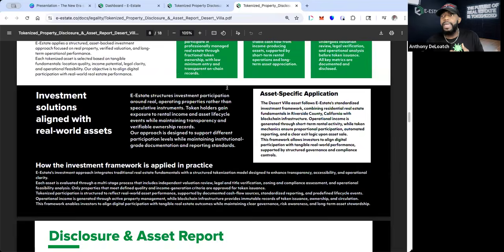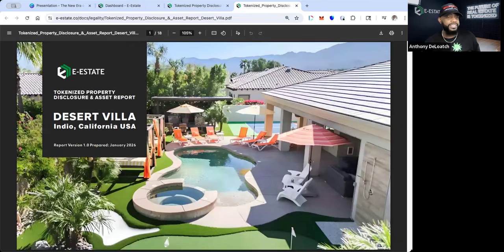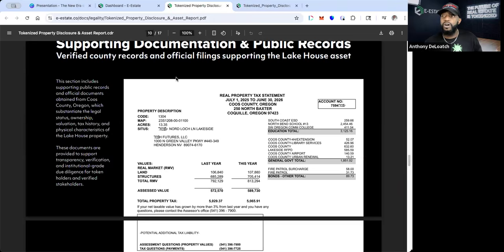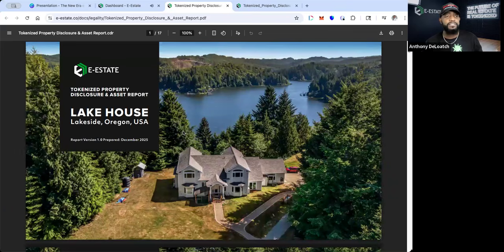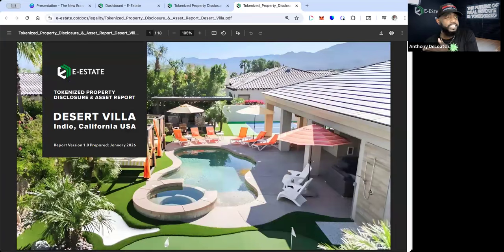Or maybe we want to take a look at one of our newest properties, which is a desert villa that's located in California. Now, I love this property that we have here. We just added this like a week ago, but this property is amazing right here. Now, I didn't mention before, this lake house property, you actually could get a share of this property for as little as $250. Hold on, guys. That means that you can start earning passive income from this property for as little as $250. That's amazing.